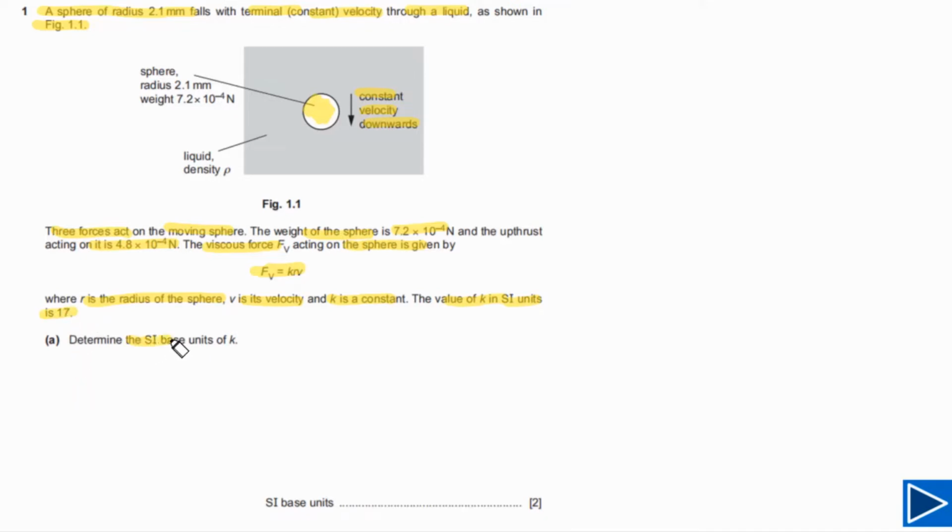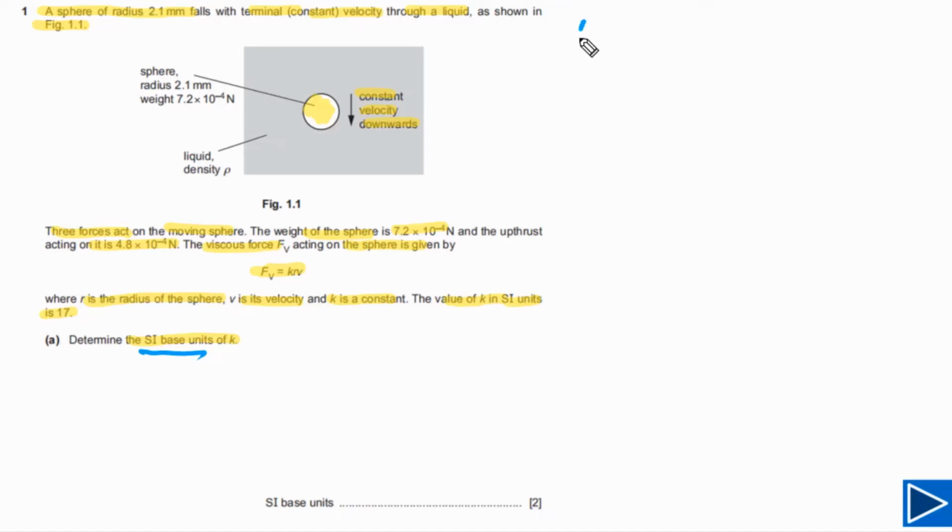We need to determine SI base units of K. First of all, let's try to understand what are SI base units and why we call them SI base units. These are SI base units because in the System International, if you need to derive the unit of any physical quantity, you can express the unit of that physical quantity in terms of SI base units. So these units are the base of any other unit in SI system.